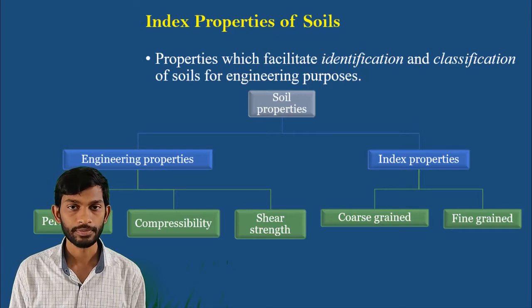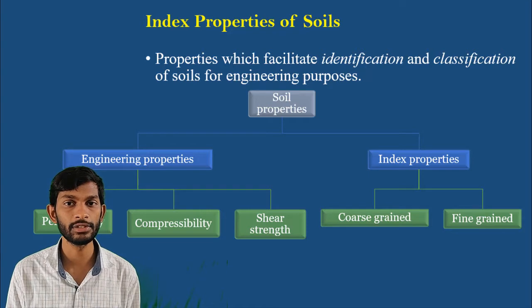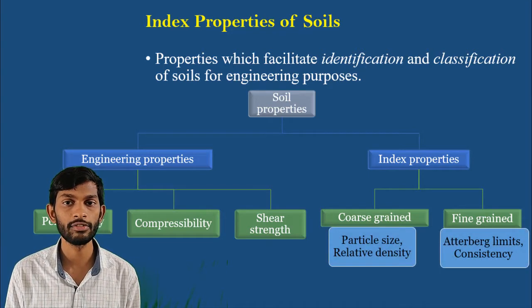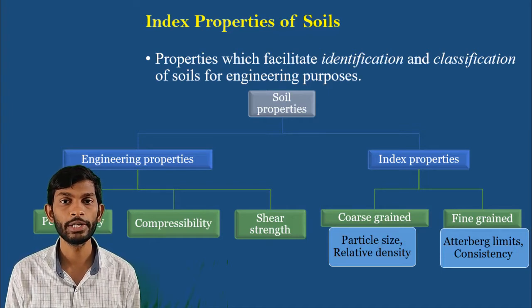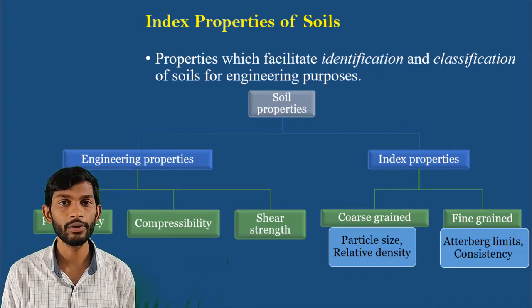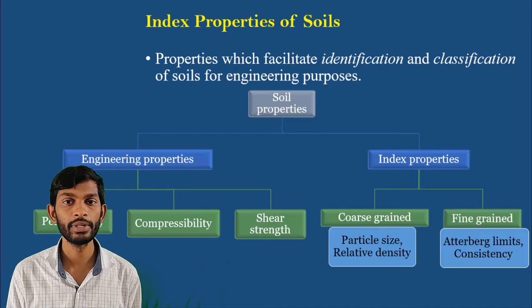Okay. Now these index properties for coarse grained and fine grained soils, the coarse grained index properties are of two types and the fine grained index properties are of two types. So we'll talk about that. So when it comes to the coarse grained index properties of soil, in order to identify them, we have two things. One is particle size and the second one is relative density.